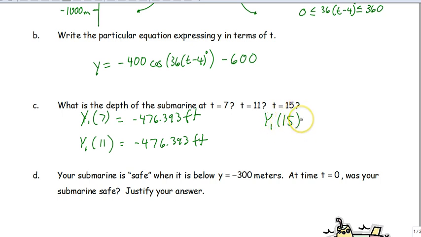I'm sorry, the depth at 15 minutes is negative 923.607 feet.